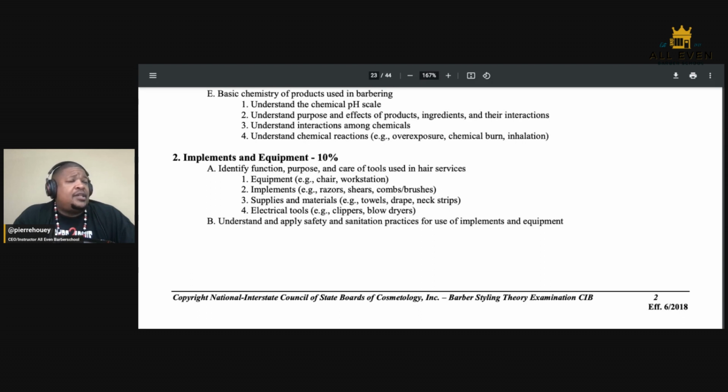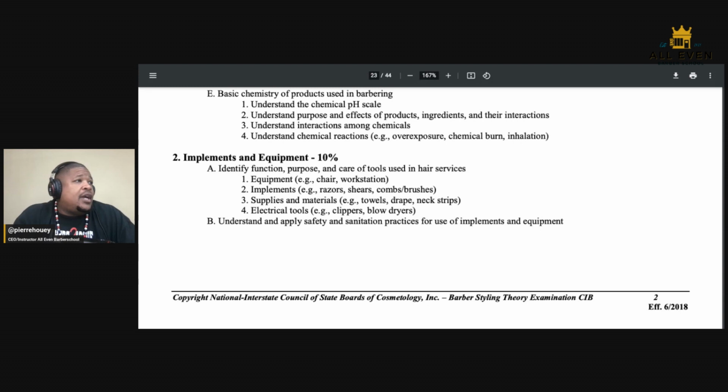When you start talking about products, ingredients, and their interactions, it's really just a matter of having them organized. It's not like it's a whole lot of products, ingredients, and their interactions. You just have to be aware of the ones that there are. That one can get confused because in our industry, a lot of times people will say the word perm and misuse it, meaning relaxer. A perm is a permanent wave. A relaxer relaxes the bonds in the hair. Permanent wave curls them up more, for lack of a better term. So that's what they mean by understanding the purpose and effects of products.